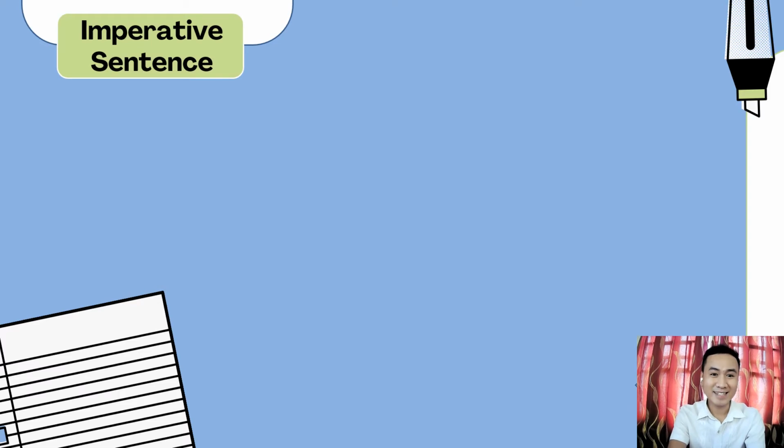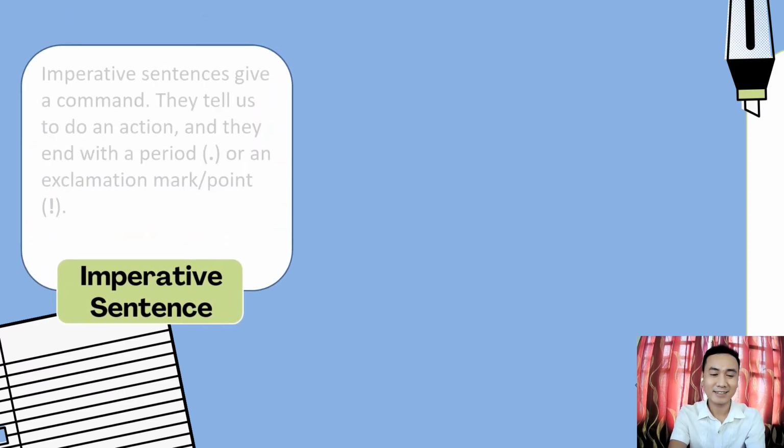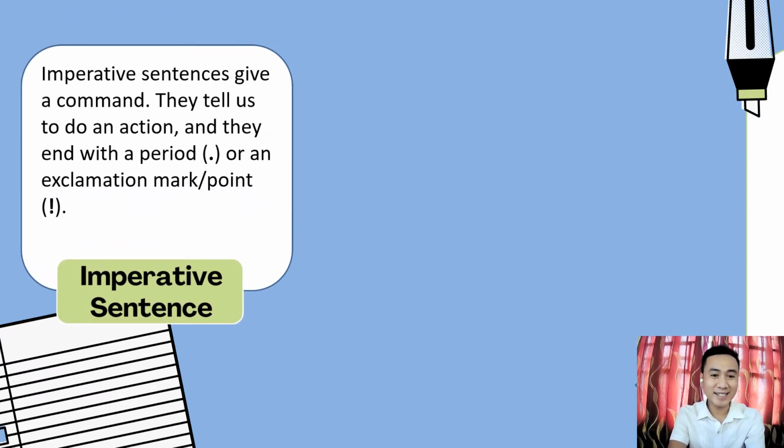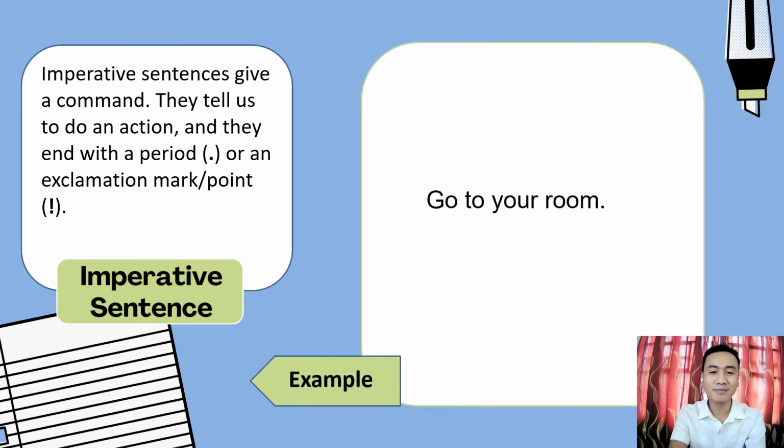Imperative sentence. Imperative sentences give a command. They tell us to do an action, and they end with a period or an exclamation point or mark. For example, go to your room. Does it tell to do an action? Does it end with a period? Yes, it does.